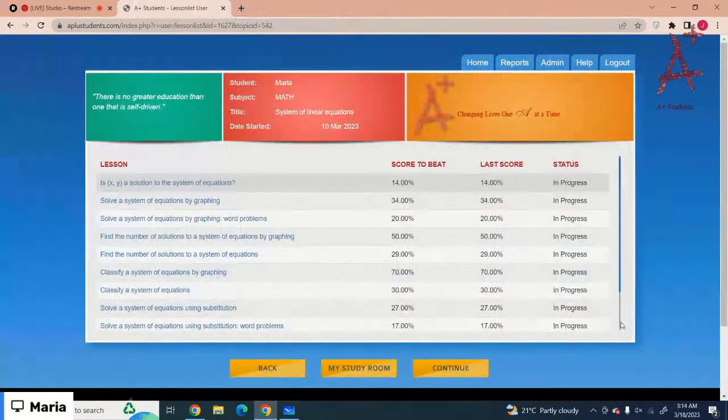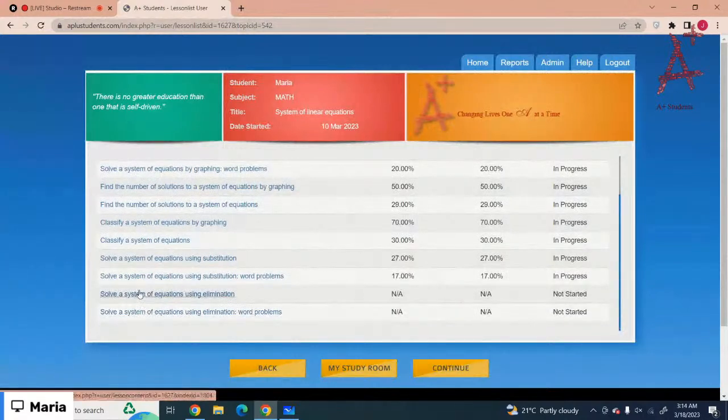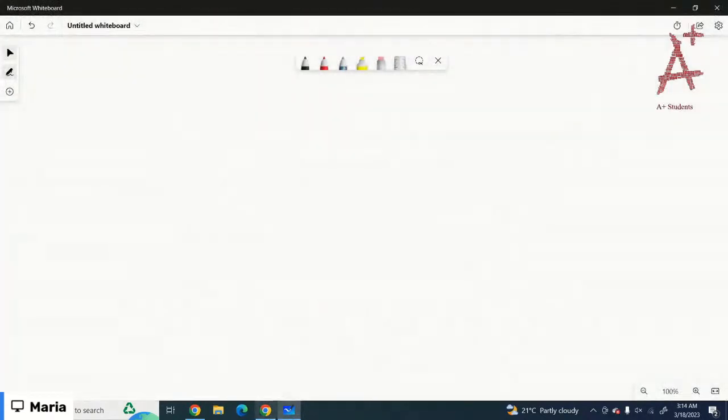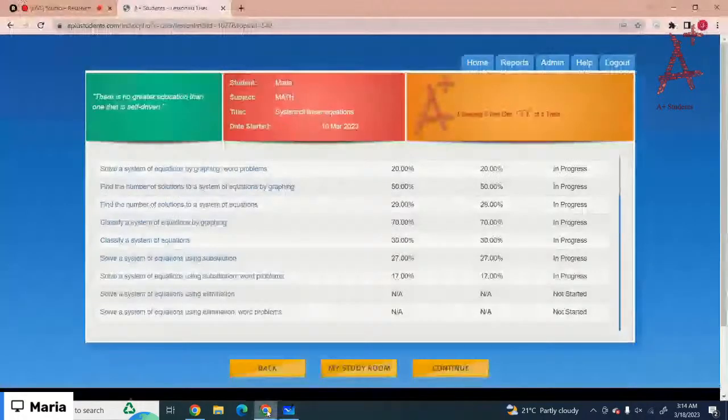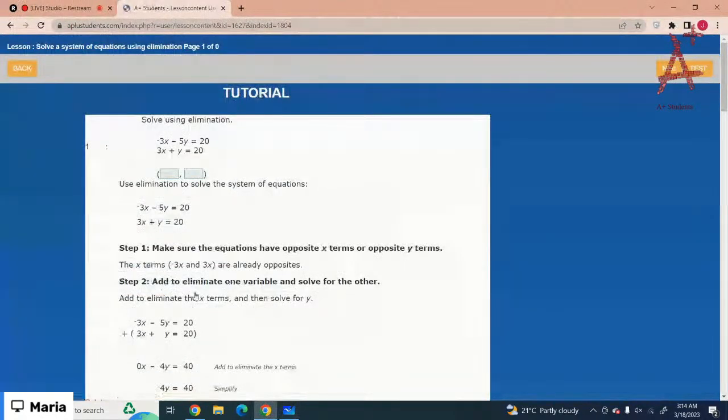The next lesson is the elimination method. Now we're going to learn how to solve a system of equations using elimination. So basically, in the elimination method you have to eliminate one of the variables. Let's start with the first example. It is negative 3x plus 5y equals 20.